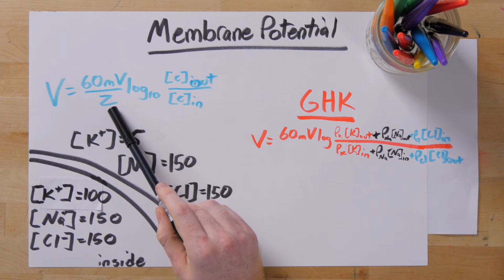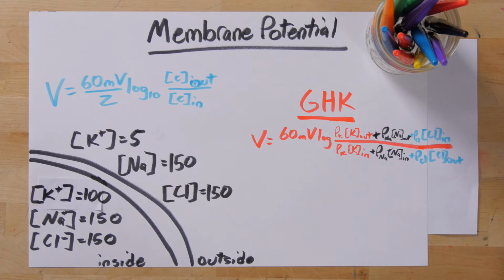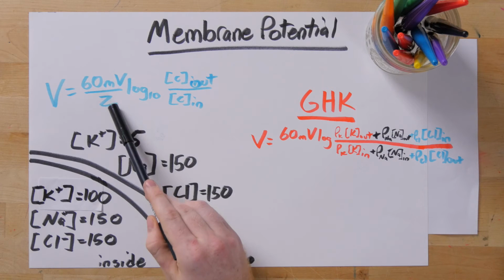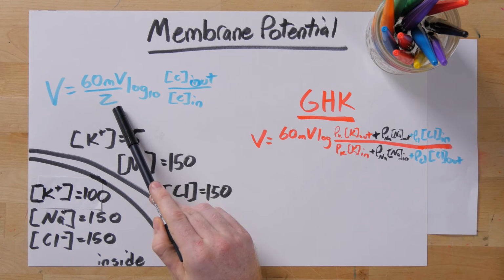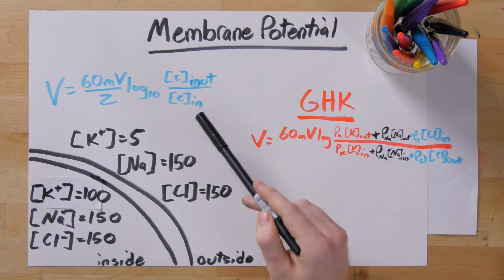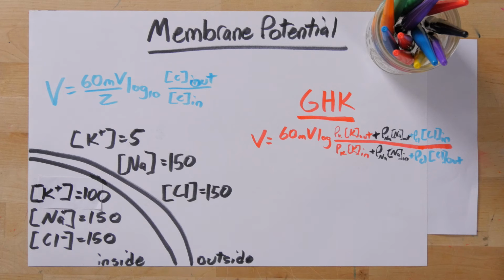In the case of a different ion, we just need to keep track of what its charge, Z, is as a function of elementary charge, E. So sodium has a +1 value for charge, so that's a +1 there. Chlorine has a -1 value, so that's a -1 there. Notice that it's the outside over the inside in this case.